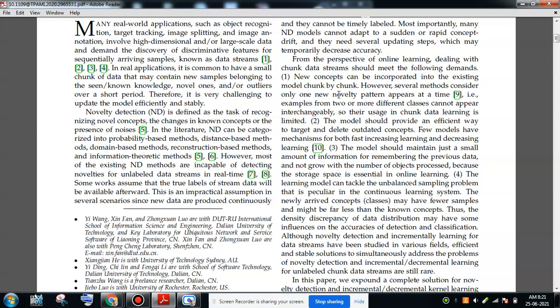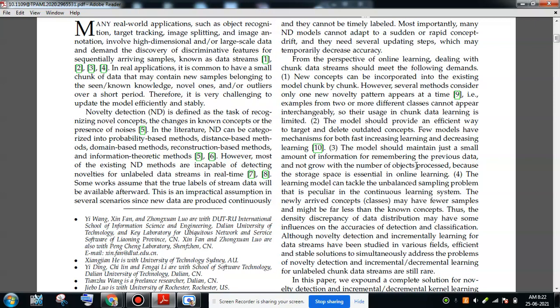They are just trying to postpone it to the later session, that at the end they may try to do it here, but that's not possible. That is the first limitation. And the second limitation is the model should provide an efficient way to target and delete outdated concepts. So that concept they are implementing in their new models. And the third one is the model should maintain just a small amount of information.